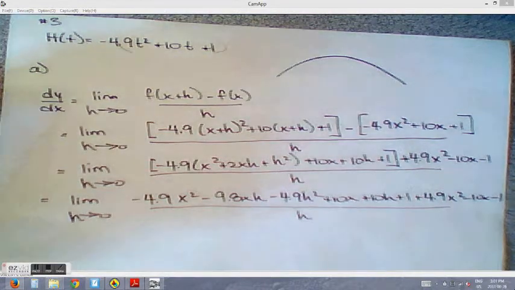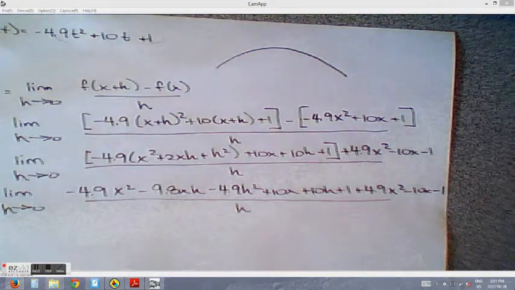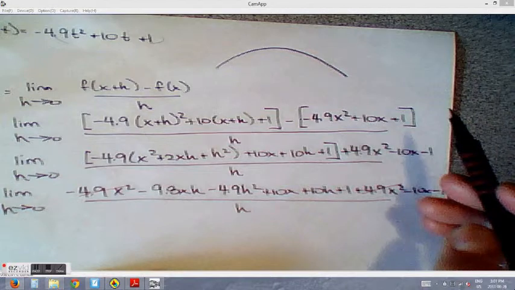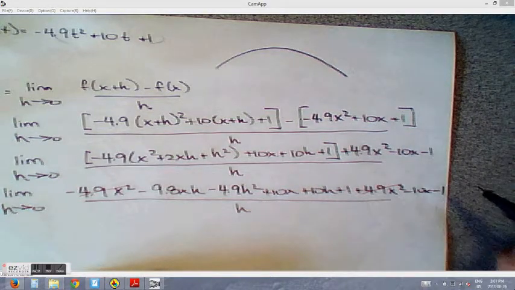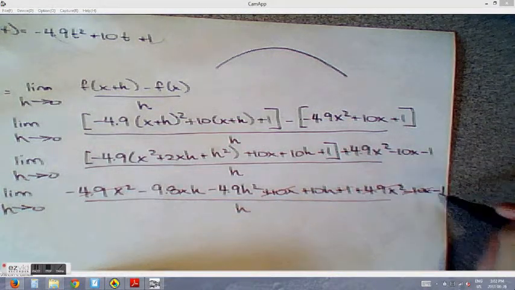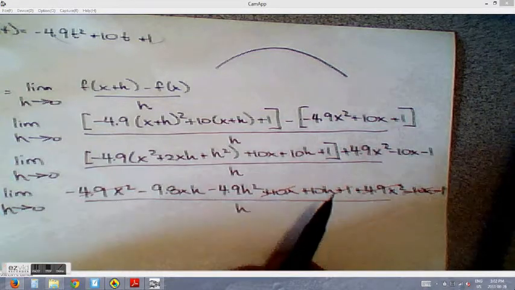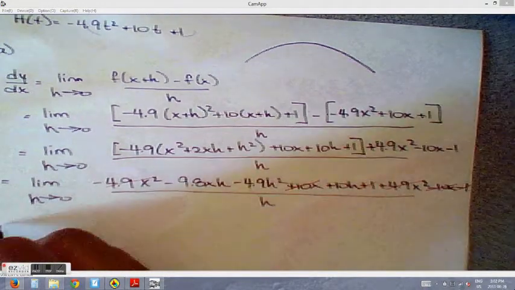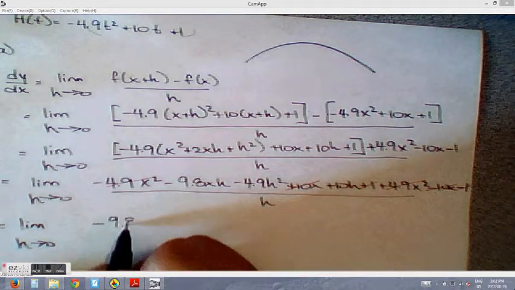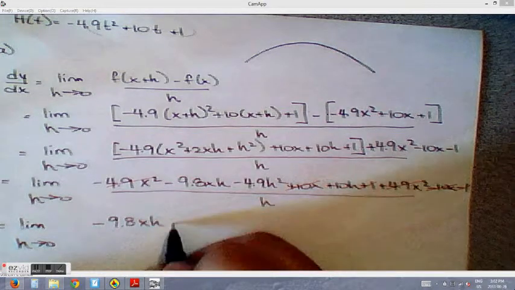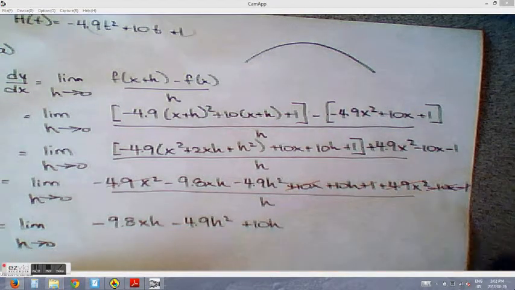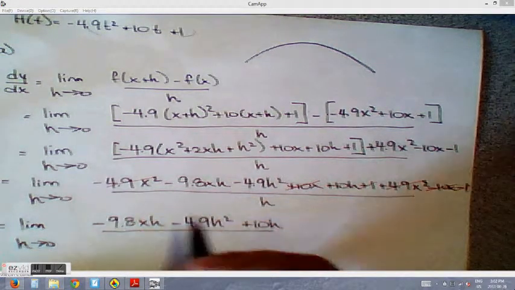Let's use a colored pen for this. I'm going to start to cancel terms. So one of these with one of those. I don't even think you can see the color. This with that. Anything else? The ones. And that looks like it. So rewriting the limit as h approaches 0, I have minus 9.8 xh minus 4.9 h squared plus 10h, all over h.